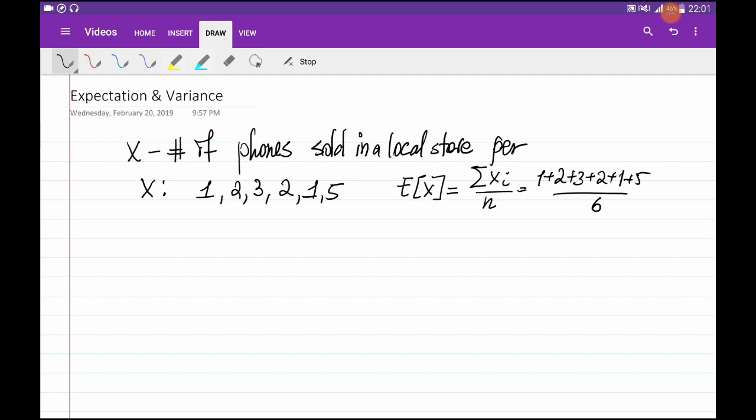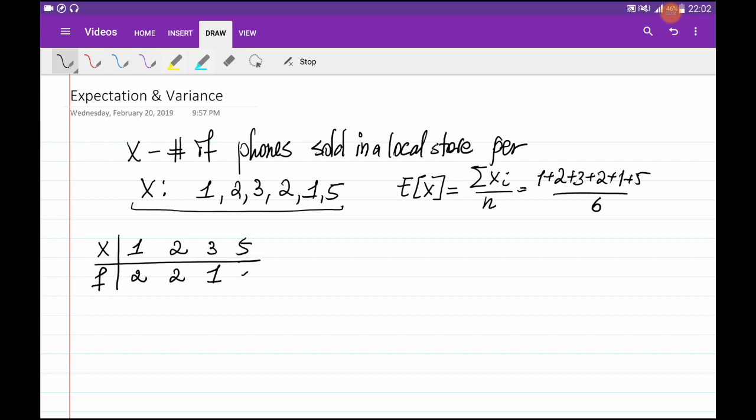So what I can do is I can write all this data down in a table of the frequencies. So I will count how many times each x appeared. The 1 appeared 2 times, how many times did the 2 appear? 2 times. 3 appeared once and 5 appeared once.